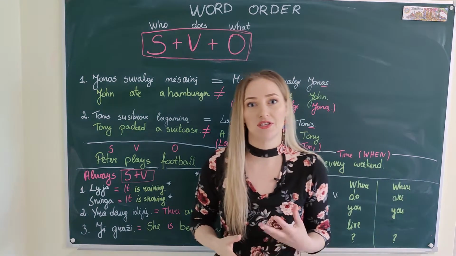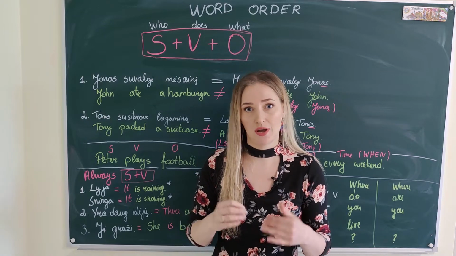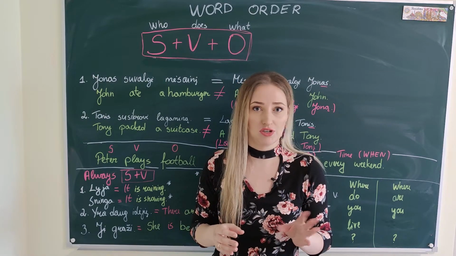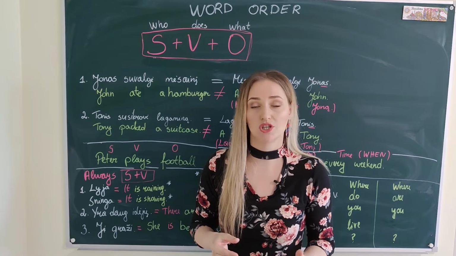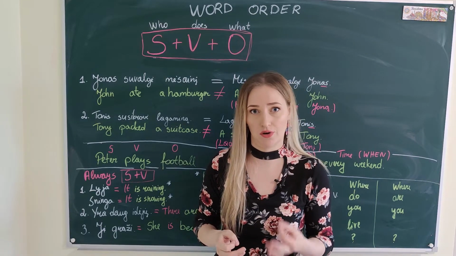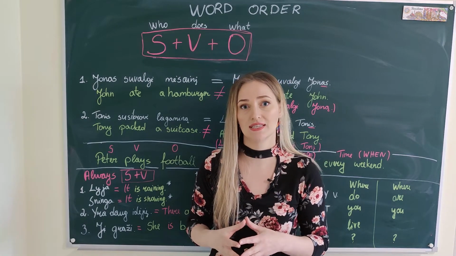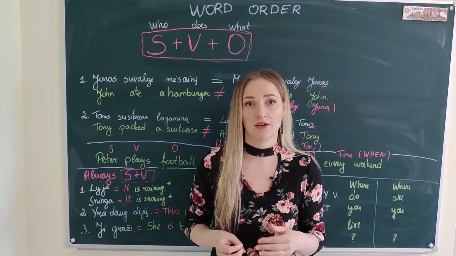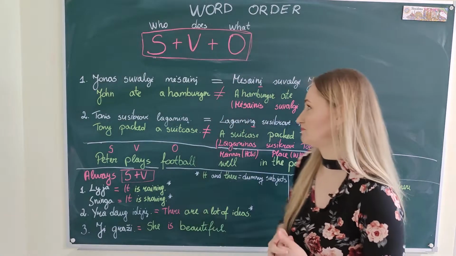We don't have a strict word order in the Lithuanian language, so if we move words around in a sentence, that usually doesn't change the meaning of the whole sentence. But in the English language, we have a very strict word order. So if we move words around in an English sentence, it usually changes the meaning of the whole sentence. Let's have a look at some examples.